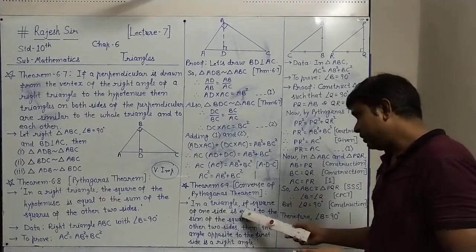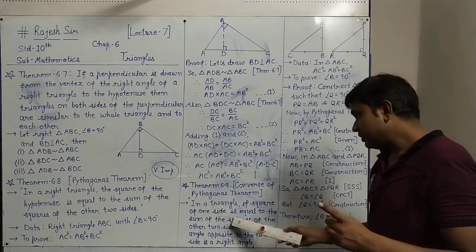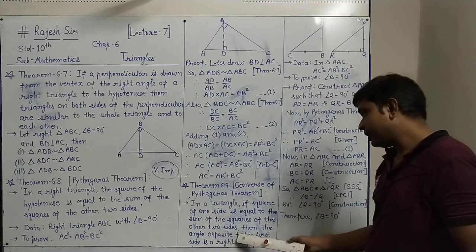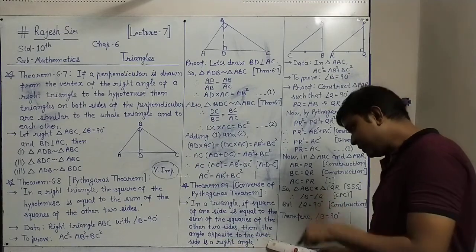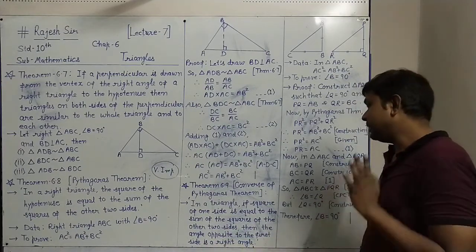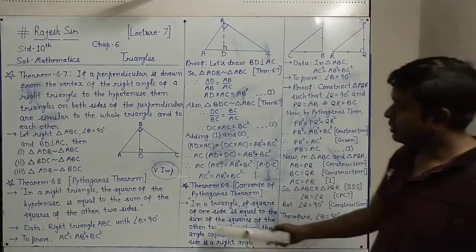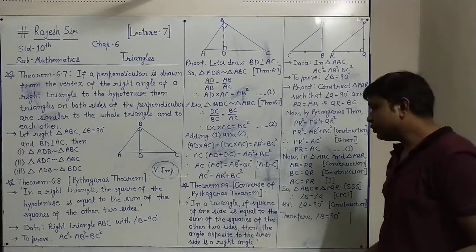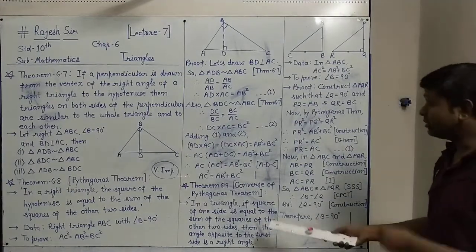In a triangle, if the square of one side is equal to the sum of the squares of the other two sides, then the angle opposite to the first side is a right angle. This is the converse statement of Pythagoras theorem. We will also understand this from the figure.